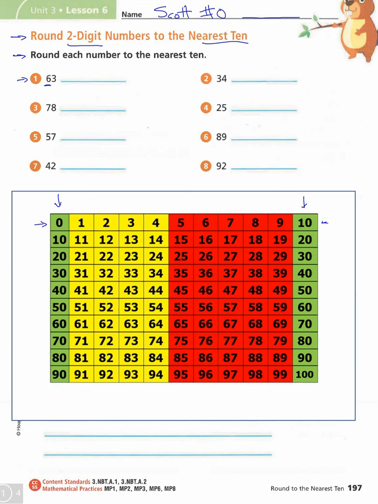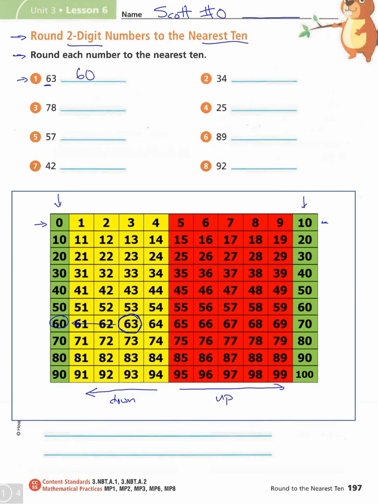If you find 63 right here, there's 63. Where would it round to? On this one, if it's in the yellow, we're going to round to the left. We're going to round down. If it's in the red, we call it rounding up. Going to the left means we're rounding down. Going to the right means we're rounding up. So 63 rounds to 60.